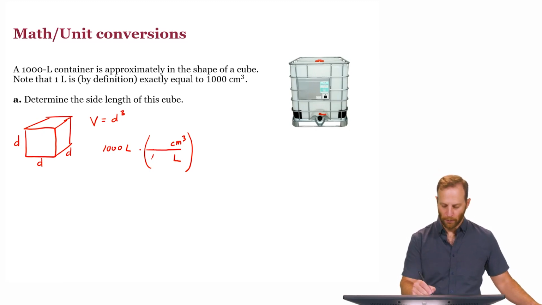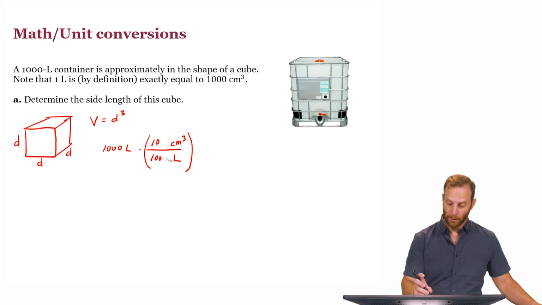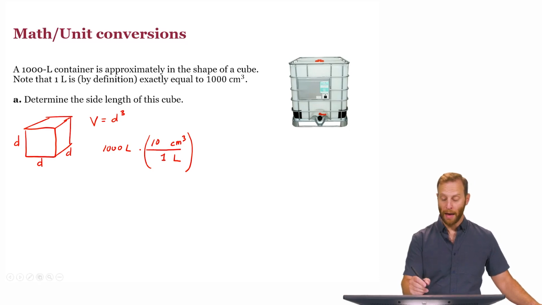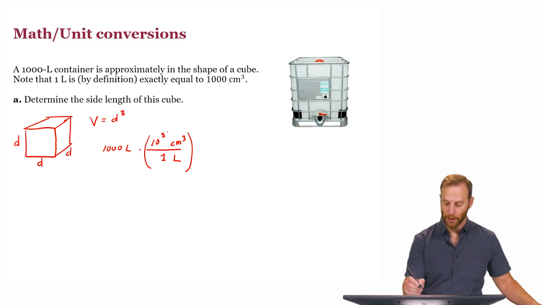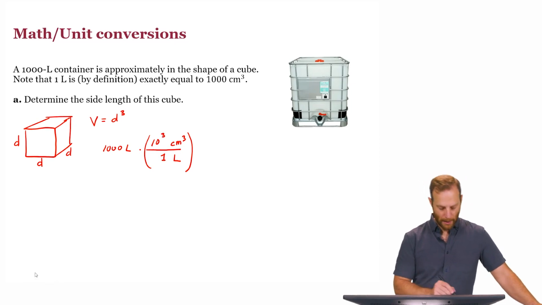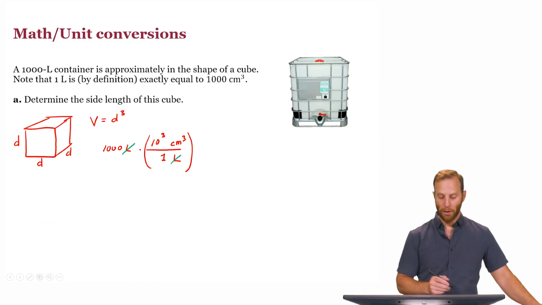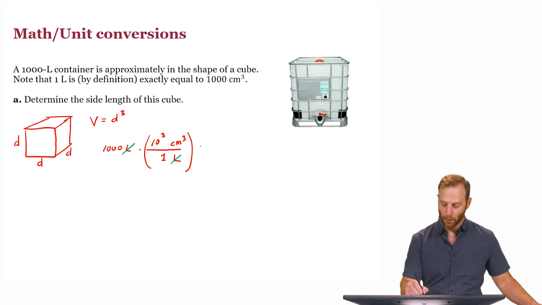I'm told that for every 1 liter, there are 1,000 cubic centimeters, or 10 to the 3 cubic centimeters. As it's set up, the liters cancel, and I get 1,000 times 10 to the 3. In other words, that's the same as 10 to the 3 times 10 to the 3 cubic centimeters, which is 10 to the 6 cubic centimeters.